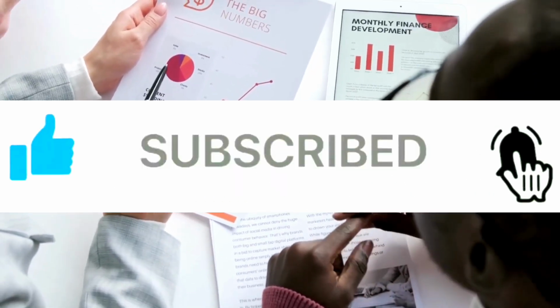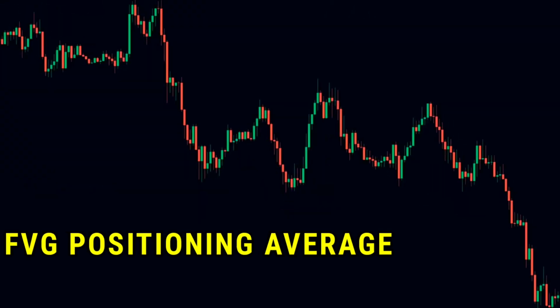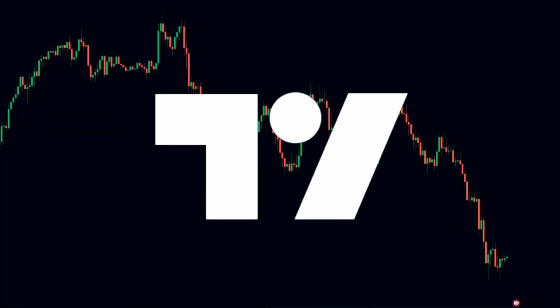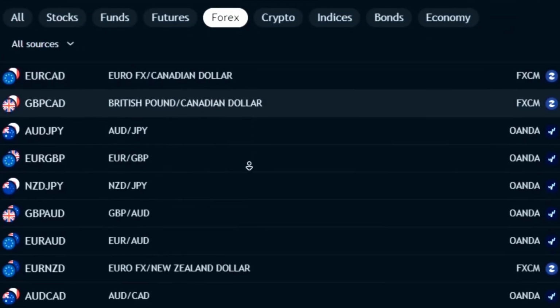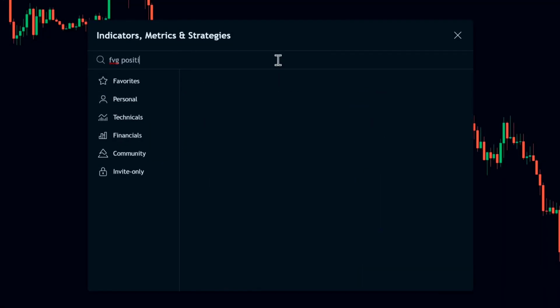Let's dive in. The indicator we're discussing is called the FVG Positioning Average, developed by Luxalgo. To add it to your chart, go to TradingView and load any trading asset you prefer on any time frame. For this demonstration, I'll be using the 30-minute time frame for GBPJPY. After loading your chart, click on Indicator, search for FVG Positioning Average by Luxalgo and select it.